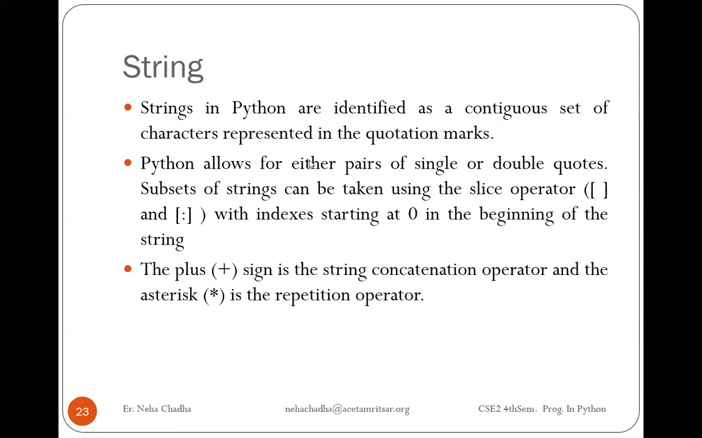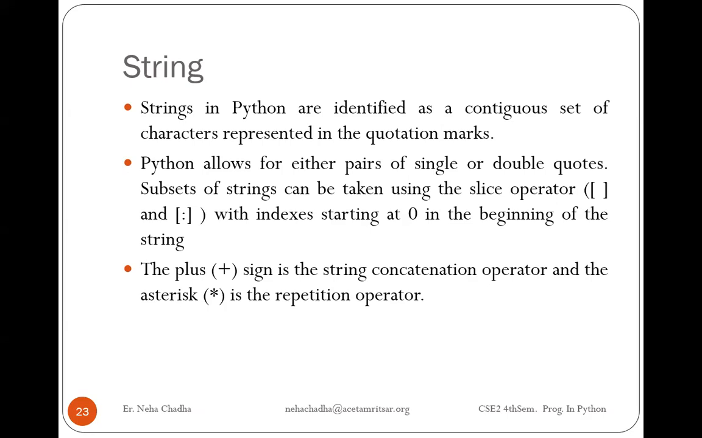Then is the string. Strings in Python are identified as a contiguous set of characters represented in quotation marks. You can use either double quotation or single quotation. Python allows either pair of single or double quotes. A subset of a string can be taken using the slice operator. So if you have written one word, hello, and you want only he from your hello, then you can slice it. We will do in our next lecture in detail how we will use strings.